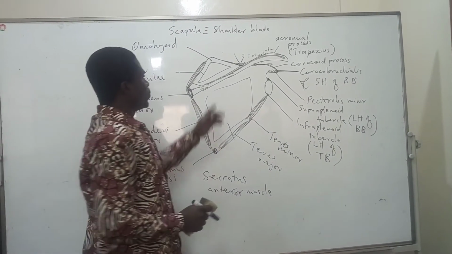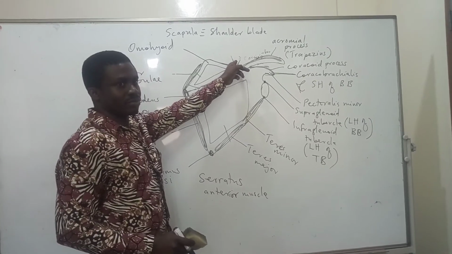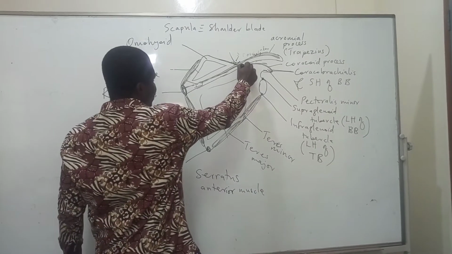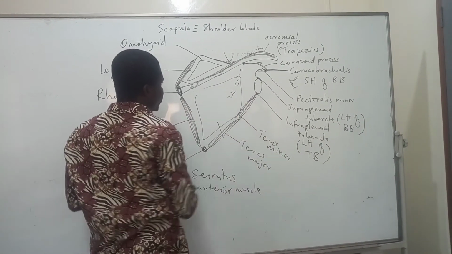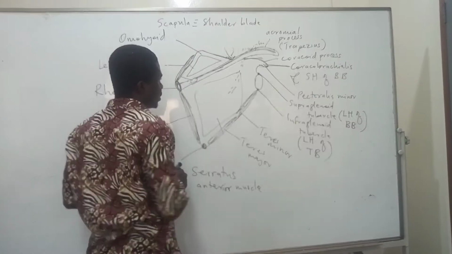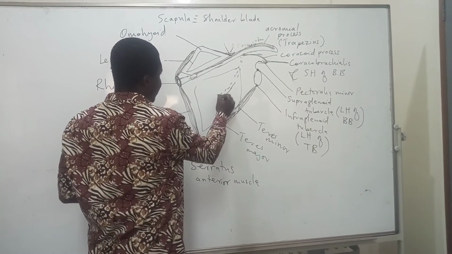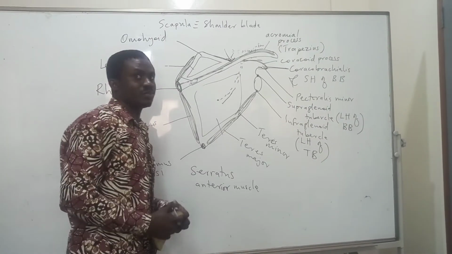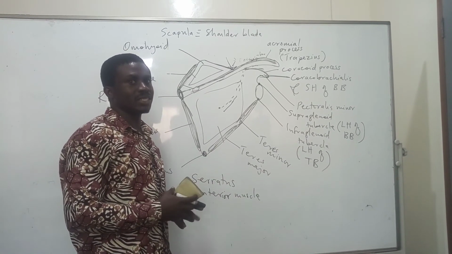Now, we've already talked about the suprascapular artery and suprascapular nerve. Both of them will become contents of the spinoglenoid notch, so that they come and give supply to the infraspinatus muscle. So that's the end, and we'll look at the ossification.